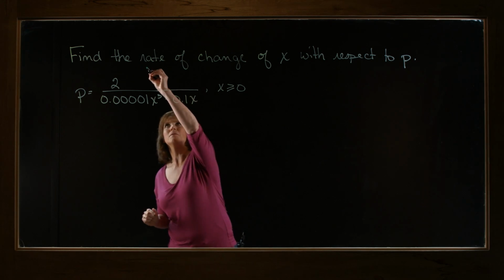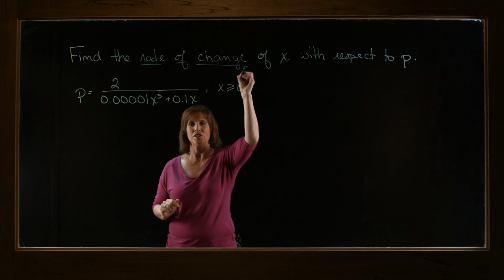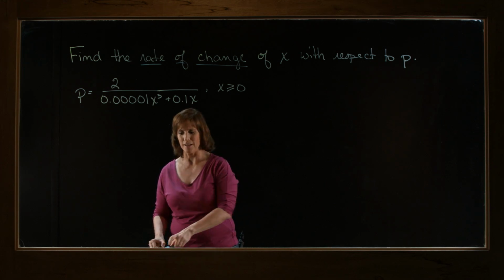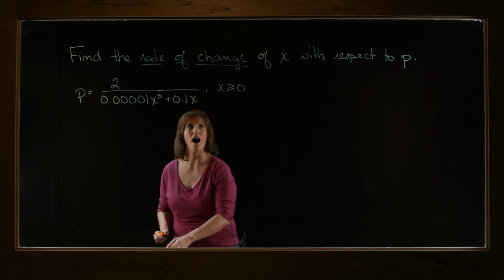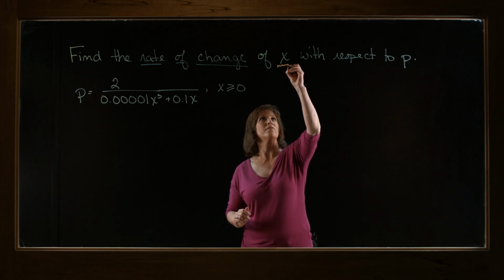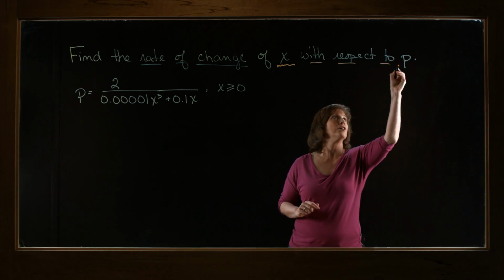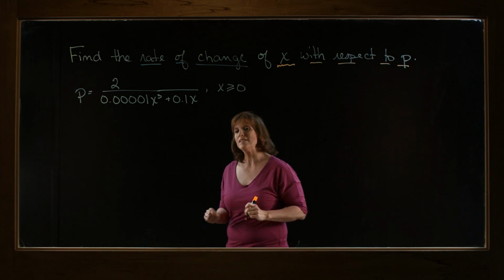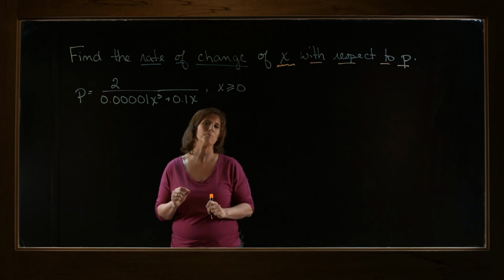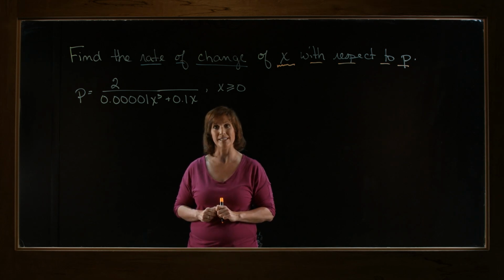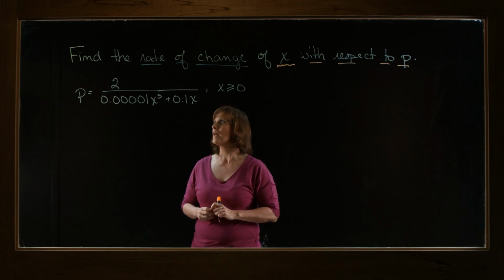Recall that we're supposed to be finding the rate of change. So I was correct in saying that that's the derivative. But we have to be careful here because what are we taking the derivative of? We're taking the derivative of x, and we're taking it with respect to p. So that means when I take the derivative, I want to treat p as the independent variable. That's not the way my equation is set up. And that's okay, but I'm going to need to use implicit differentiation to do this one.